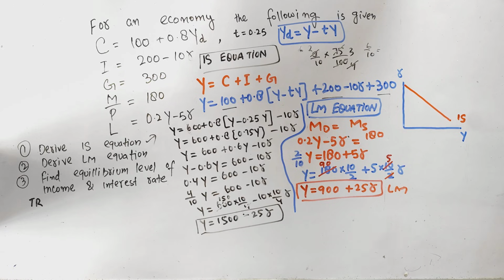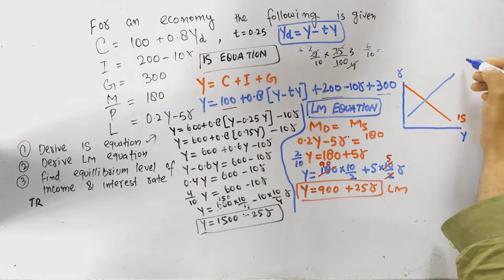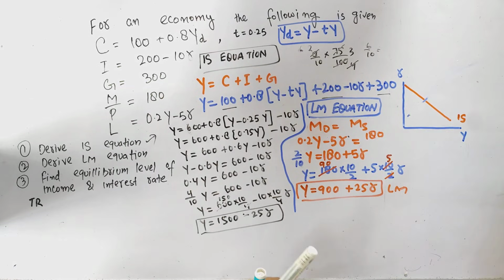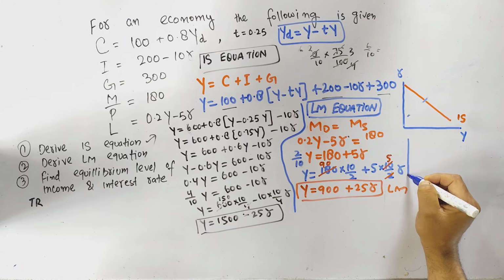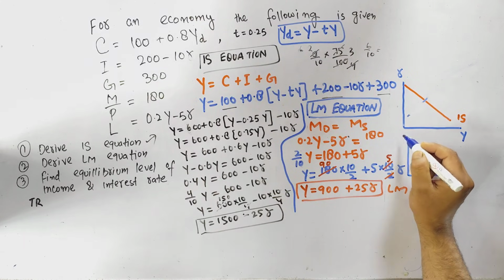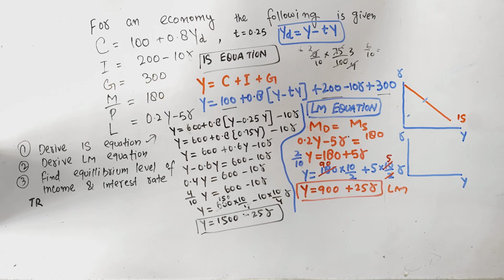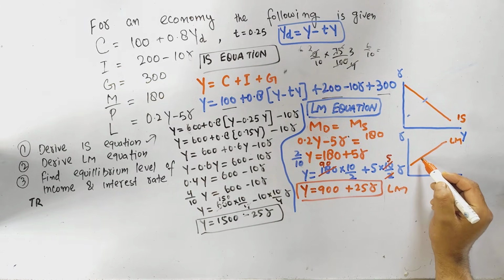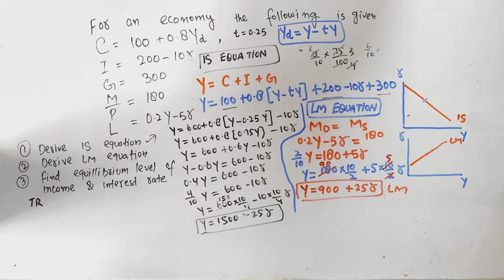So let's draw the LM equation here. Let me draw another graph to make it easier. So we have y and we have r here. Our LM equation will look like this. This is our LM equation. It shows us different combinations of rate of interest and level of income where our money market is in equilibrium.